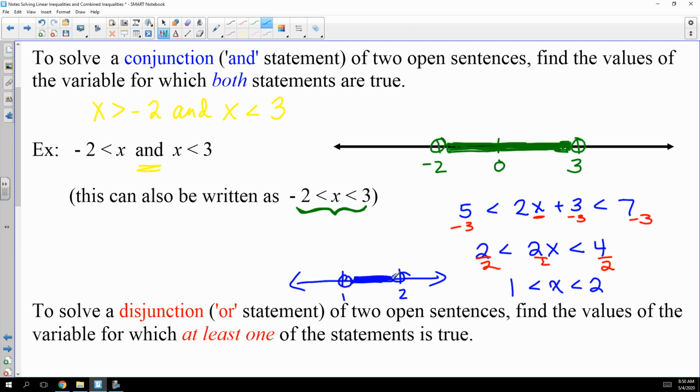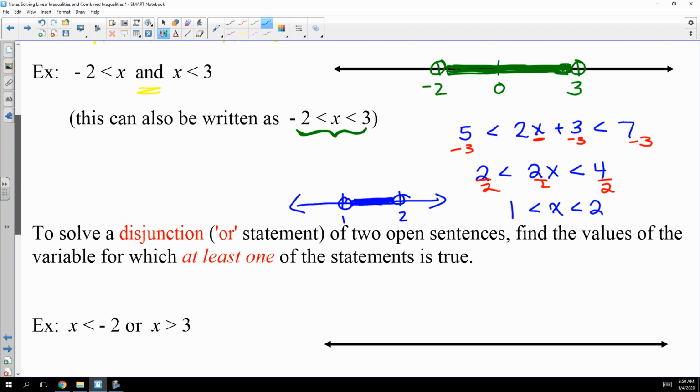And if you had or equal to bars underneath your inequality, then you would have closed circles, and that's all that would mean. So I really like to solve it with the variable in between the values, but it's up to you. You can separate it if you prefer. Notice that when you have an and statement, both parts have to be true.